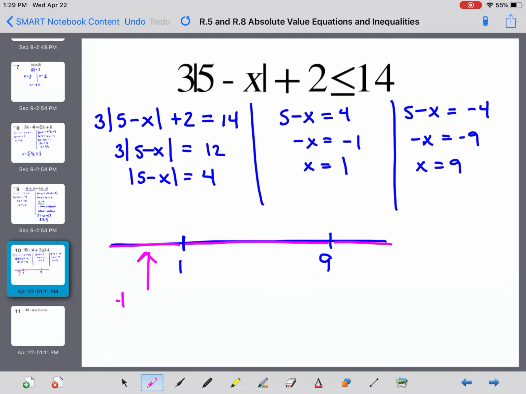I am going to test a number that falls in each of these intervals. So for this one, I would say let's test x equals 0. It's always going to make my life easier if I find out where 0 is going to be and use that as one of my test points.